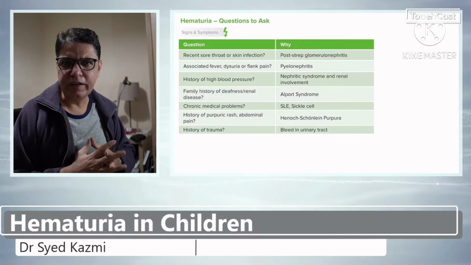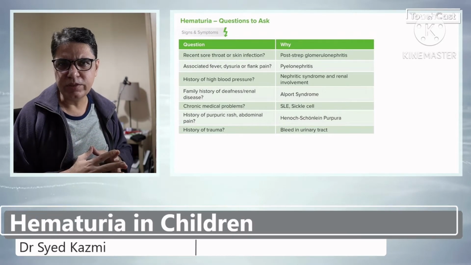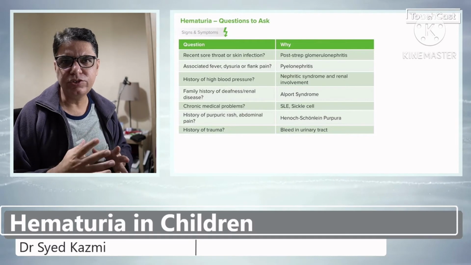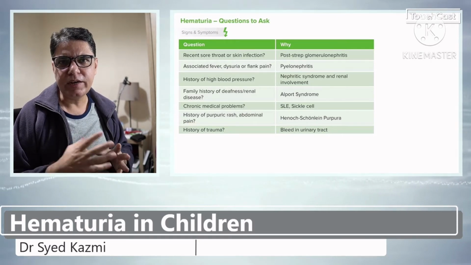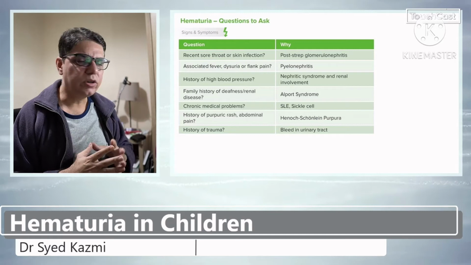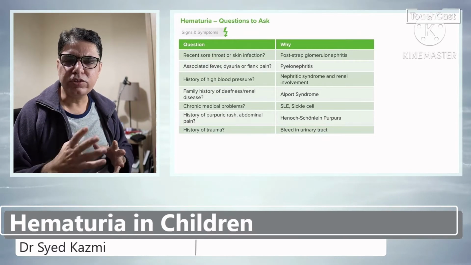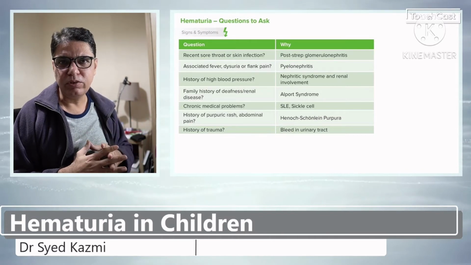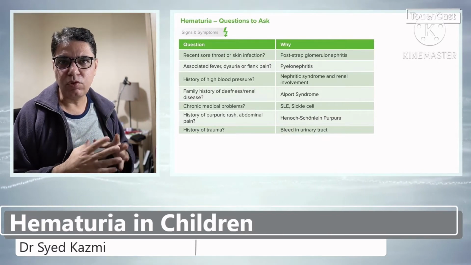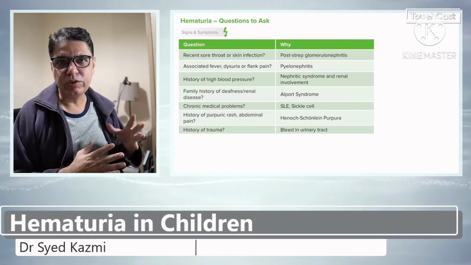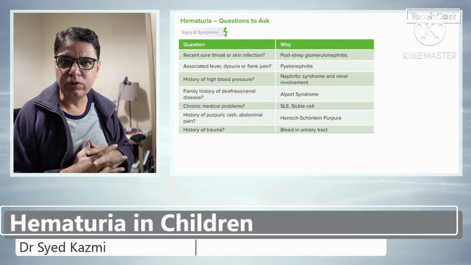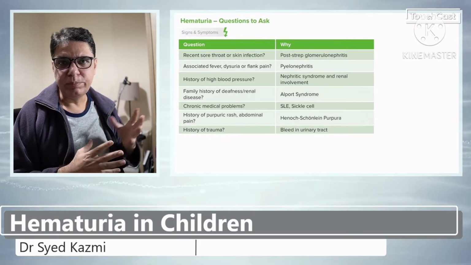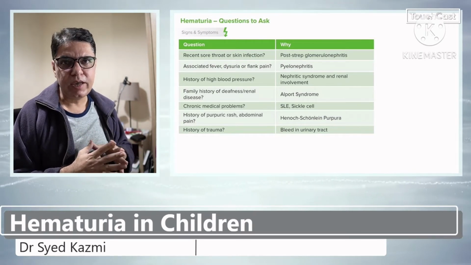Now, in your clinics, when you come across a child who presents with a history of hematuria, it's important to ask certain questions, because the history and physical examination can lead to the possible causes. In any child you must ask if there has been a history of recent sore throat or skin infection, because certain nephritogenic strains of streptococcal bacteria can cause what we call post-streptococcal glomerulonephritis, which is inflammation of the kidneys and usually presents with high blood pressure and hematuria.